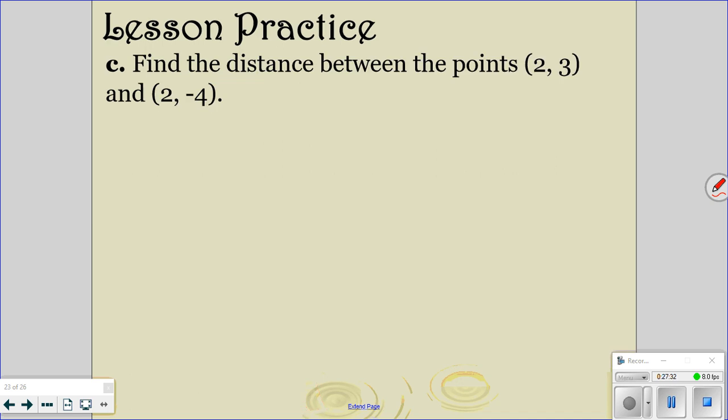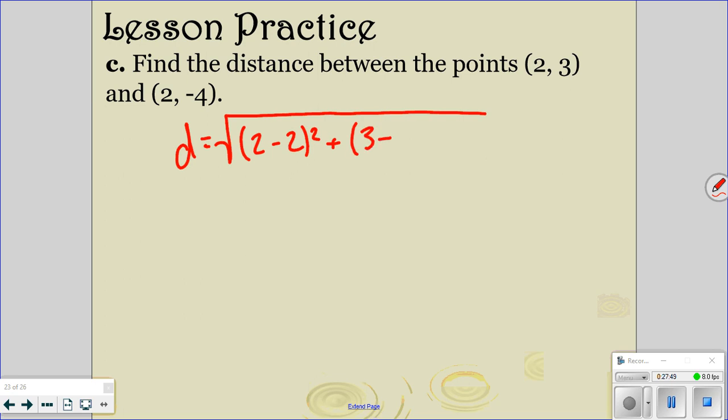Now we're going to look at this one. We want to find the distance between these 2 points. See if you can do this one by yourself, and then I will go over it. So we're going to use our distance formula: x minus x plus y minus y. That negative minus is going to turn into a plus. So 2 minus 2 is 0, squared is 0, and then 3 plus 4 is 7, squared is 49. So square root of 49 is 7.